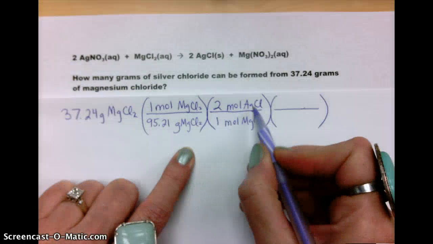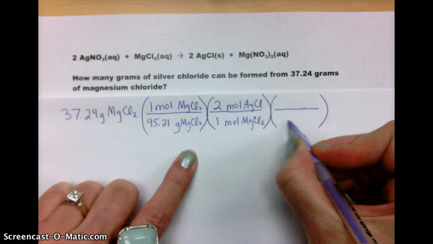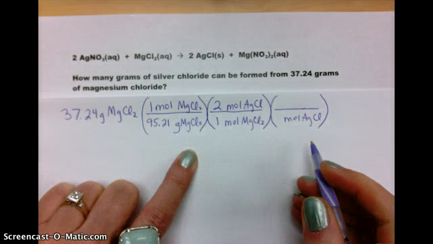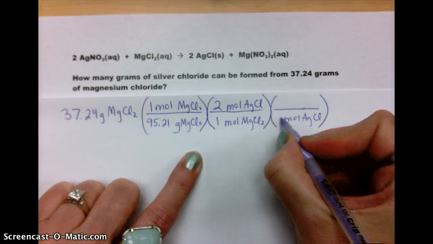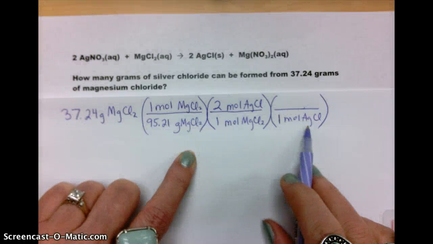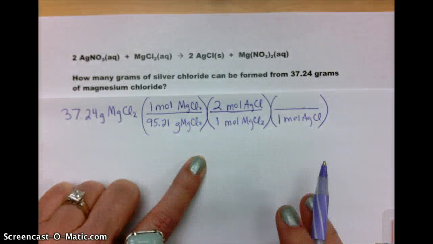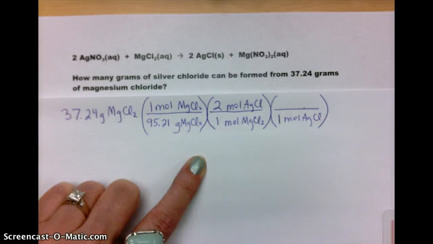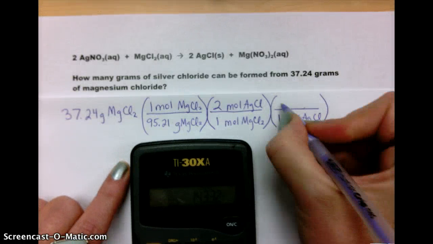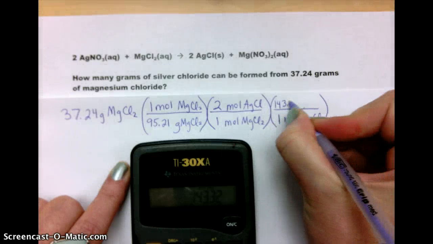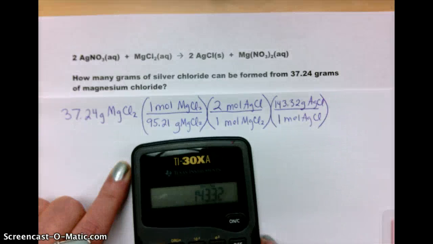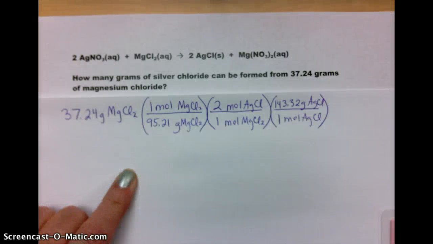Now moles of AgCl is on top. So mole of AgCl must go on bottom. Now a molar mass is always the grams in 1 mole. So this is 1 mole of AgCl because I added up 1 Ag and Cl. And again, I got 143.32 grams for AgCl was its molar mass. And that is my 3rd step.